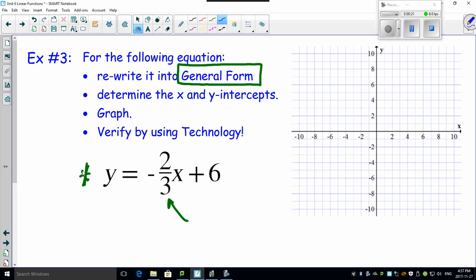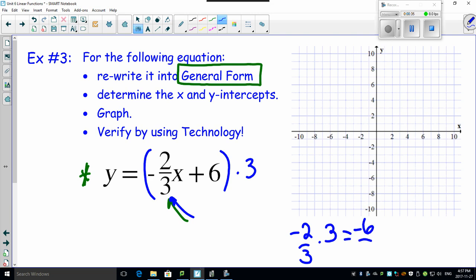If you want to get rid of this 3 down here, all you have to do is multiply both sides by 3. Why? Well, look at this. If I have minus 2/3 here and I multiply it by 3, look what happens. This gives you minus 6 over 3, which now is minus 2. But have you ever heard this saying before? What you do to the right side, you gotta do to the left side. So you gotta multiply both sides by 3, and that'll eliminate this fraction.